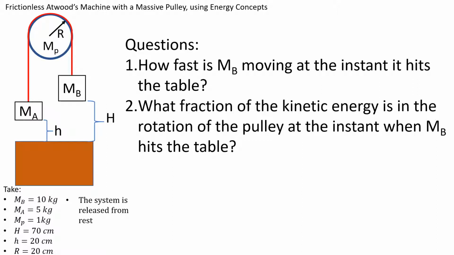So these are some of the questions that you would be asked whenever you're dealing with the energy concepts at Atwood's machine. How fast is the bigger mass moving the instant that it hits the table? And then what fraction of the kinetic energy is in the rotation of the pulley at the instant when the mass hits the table?